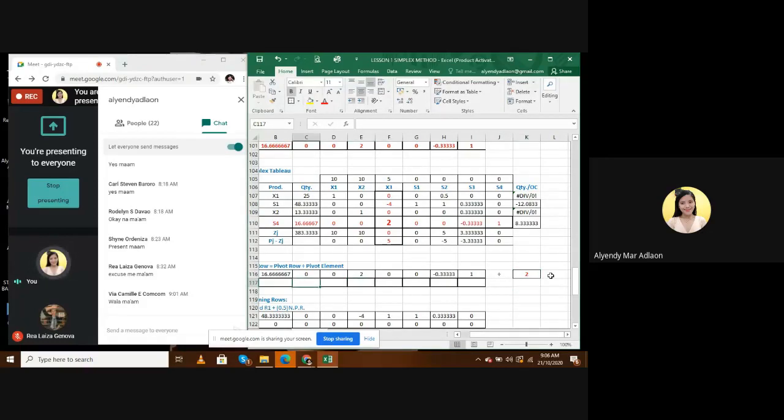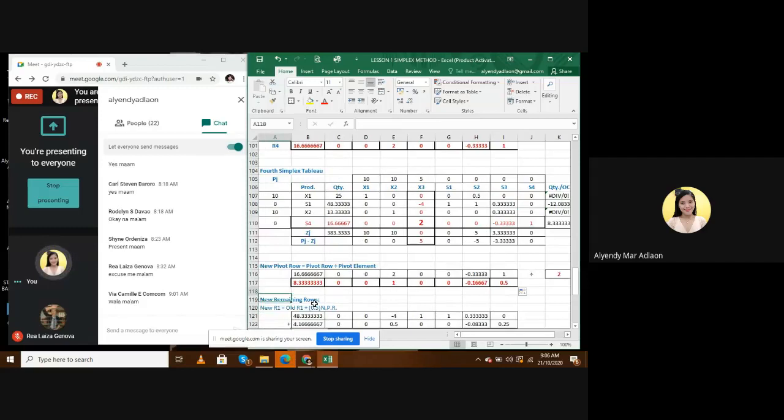Okay? So, divide na to tagsa sa 2. 16.666 divided by 2, then kanipod 0 divided by 2, which is 0, 0 divided by 2, which is 0, and then kanina din tanan, i-divide og 2. And then you can get this one, the new pivot row.